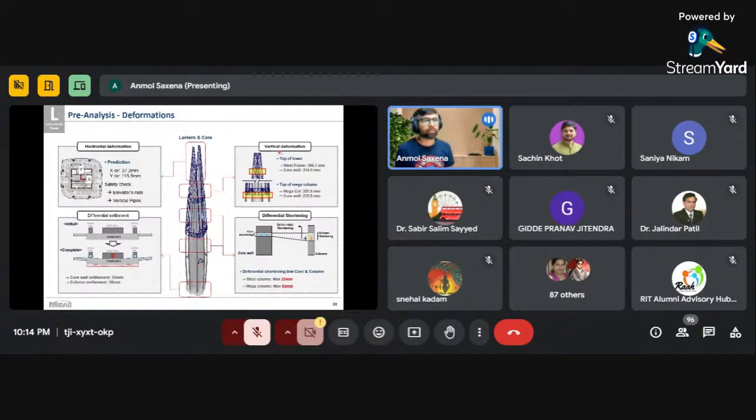Talking about the vertical deformation at the top of the tower, in the steel frame it is 368.7 mm, and in the core wall, 314 mm. Similarly at the top of the mega column as well. They also noticed the differential shortening on the steel column, which was a maximum of 55 mm. This is the shortening between the core wall and the main column. And for the mega column, it was around 65 mm.